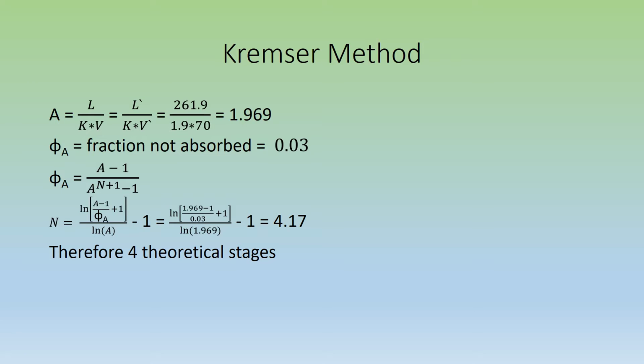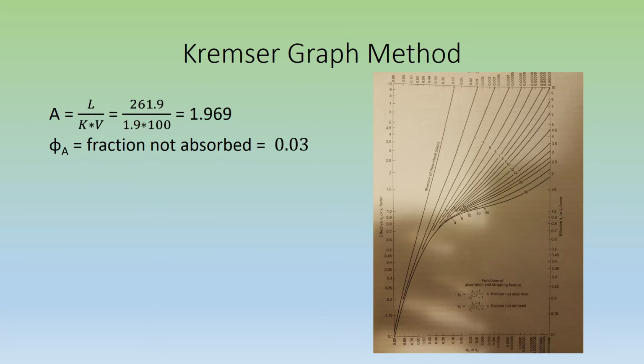So we're going to use A and phi A to figure it out from the Kremser chart, which is this chart right here. So we're going to draw a couple lines. Oh, look at that. It's really close to 4. It's a little over, so we'll round down and have n is equal to 4. And that's all there really is.